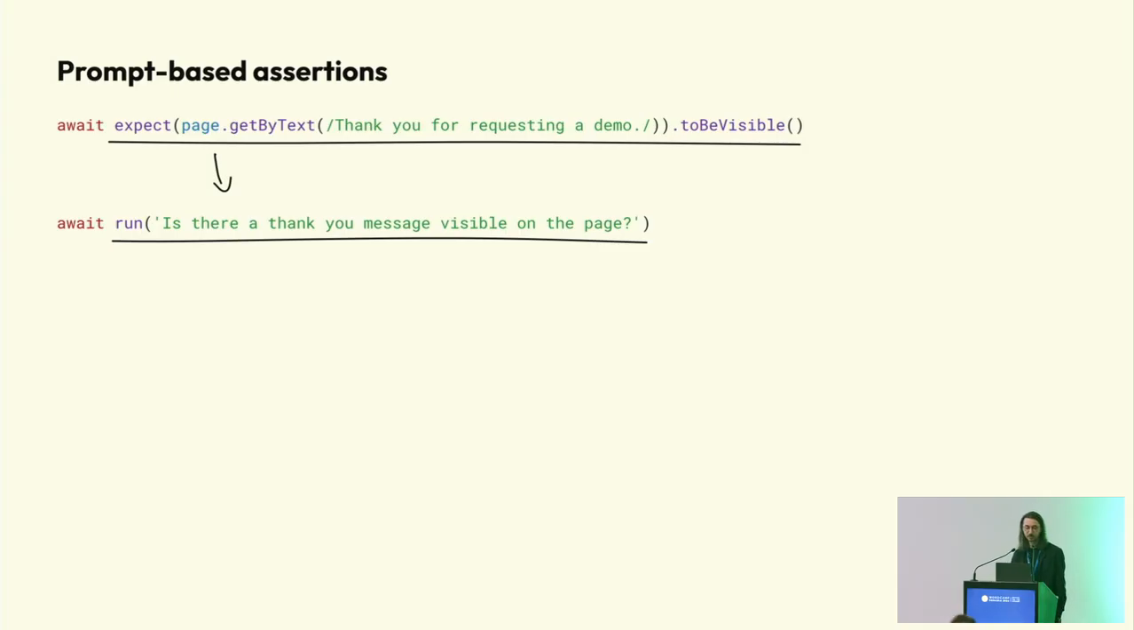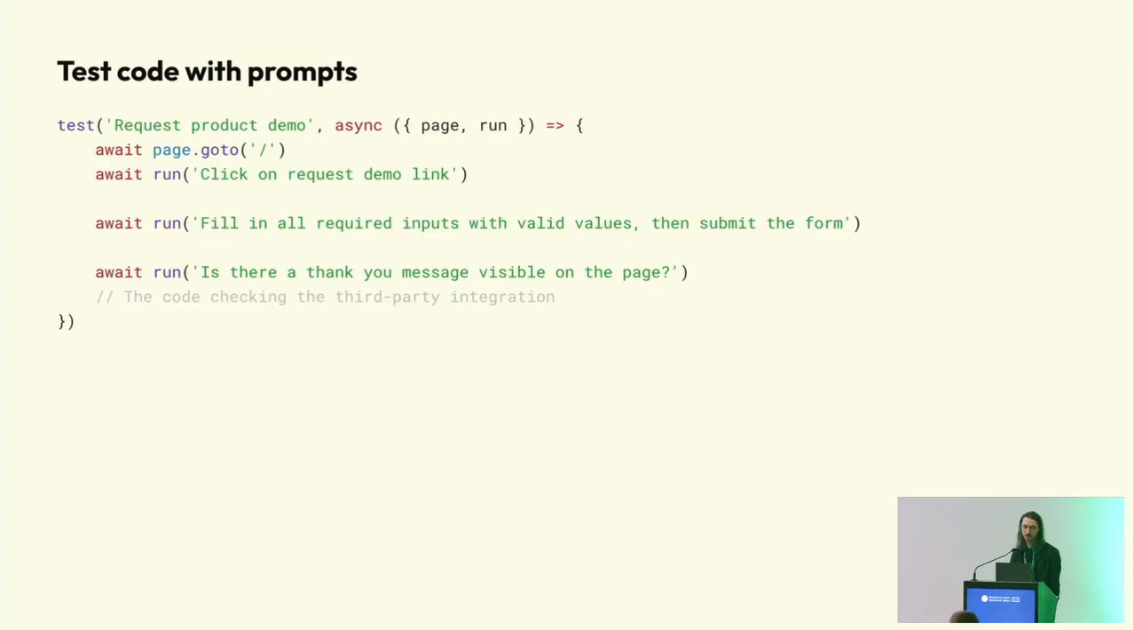And because this is an assertion, we can form it in a question, because this is really, we are asking what's the state at that point of our test. And here's a possible final version could look like. It's very readable. We just want to get to the request demo page. We want to fill the inputs, and we want to check if we have a thank you message. And we can keep the third-party integration code, which is not visible, as was. We don't have to replace everything with a prompt, only the parts that we are interested in.